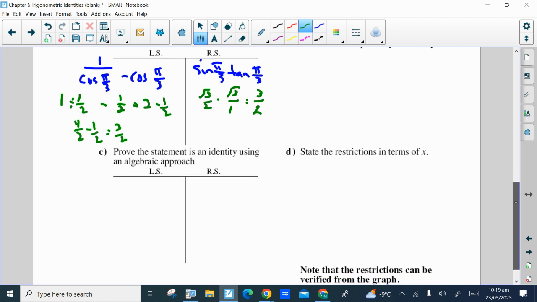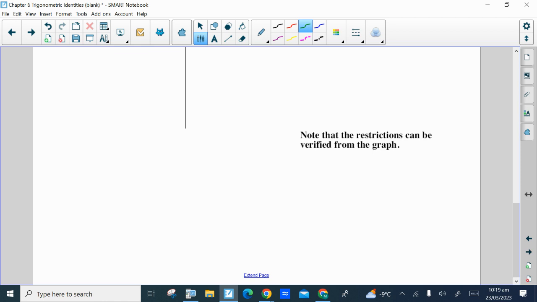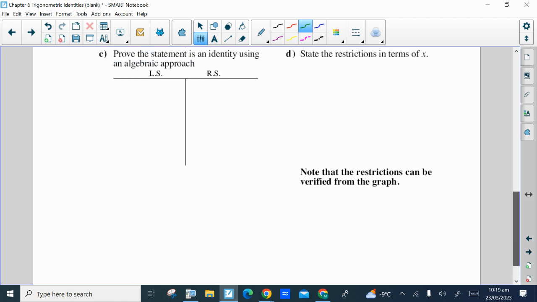But now we're going to prove the statement is an identity using an algebraic approach. That's the main focus of the next 2 days. Proving that the statement is an identity using an algebraic approach. So if we start with the original expression again, which is 1 over cos x minus cos x, and that has to equal sine x times tan x.